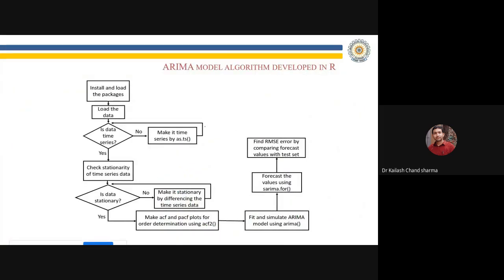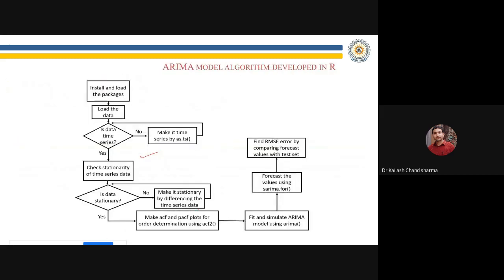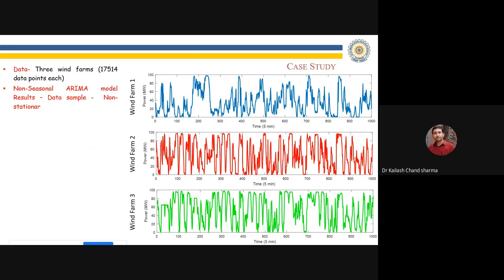This is the basic ARIMA model code we are developing in R. Install and load the packages, load the data, and make the data series stationary. Then, to estimate the order, we are using the auto ARIMA function. But theoretically, they are estimated by observation. And we develop the ARIMA model and make the prediction.